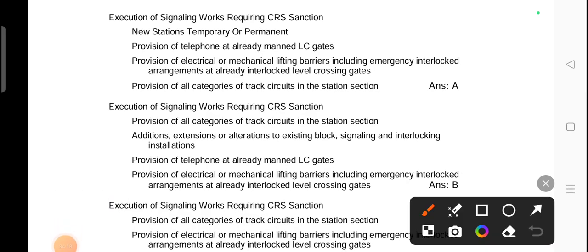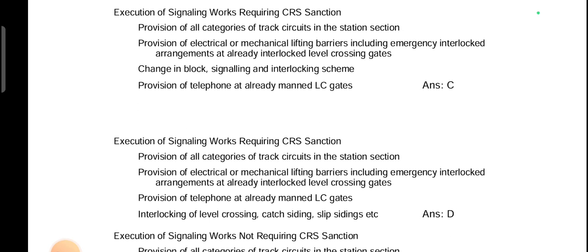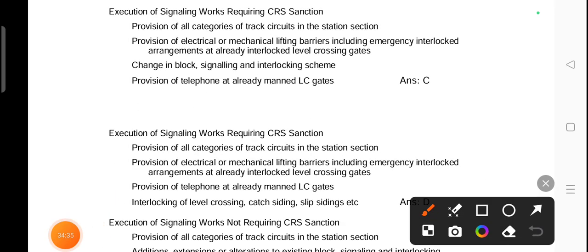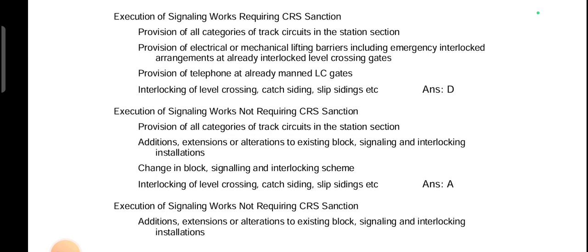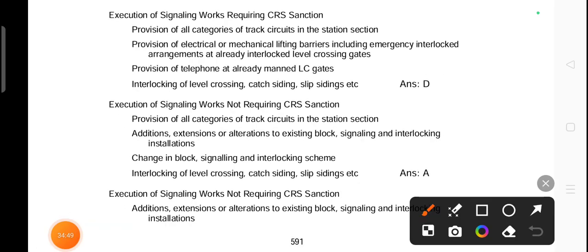Next, execution of signaling works requiring CRS sanction. New station, temporary or permanent. Addition, extension or alteration to existing block signaling and interlocking installation. Change in block signaling and interlocking scheme. Interlocking of level crossing, catch siding and slip siding, etc.